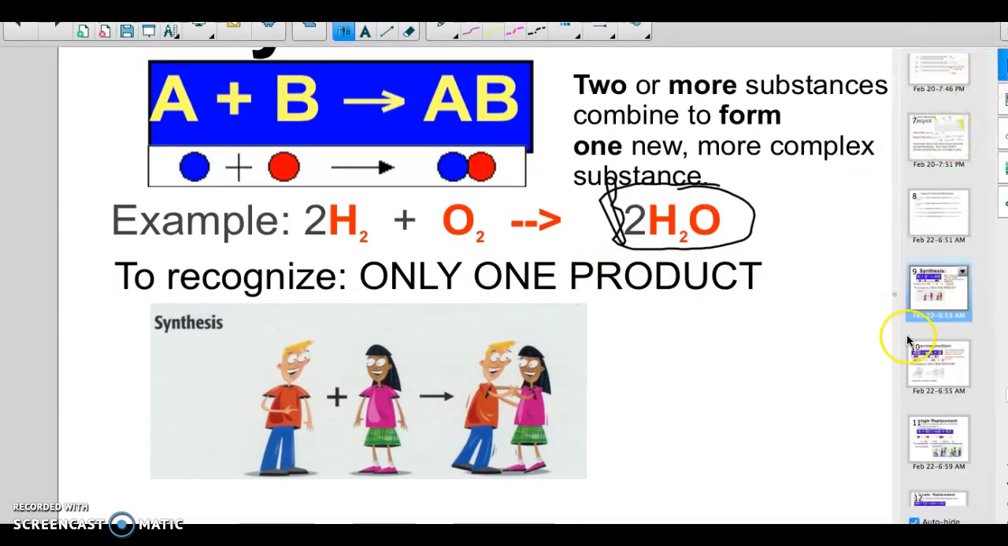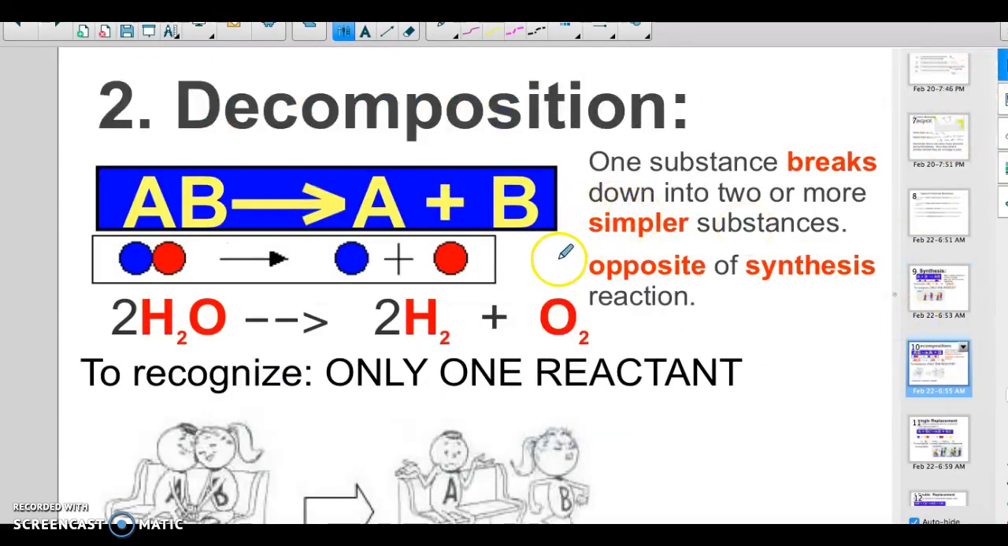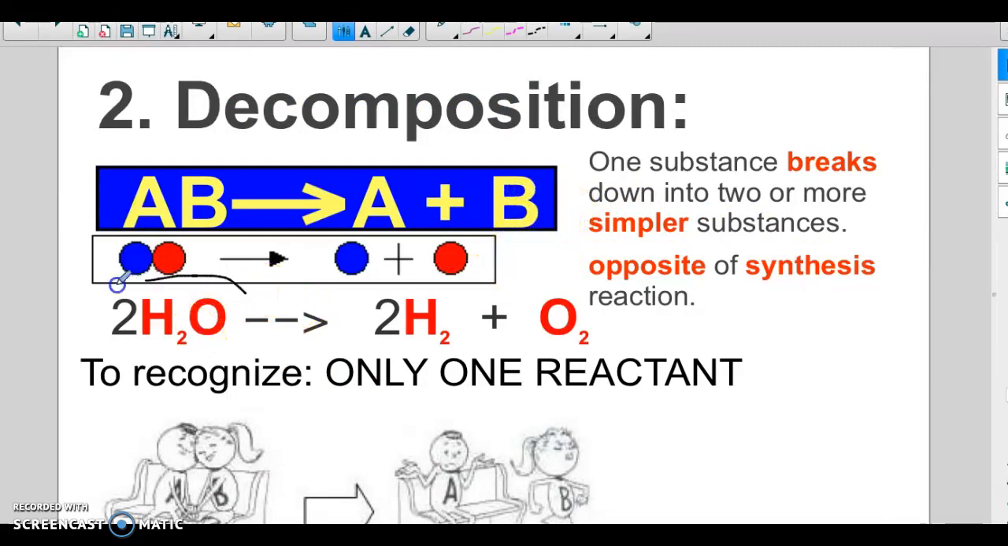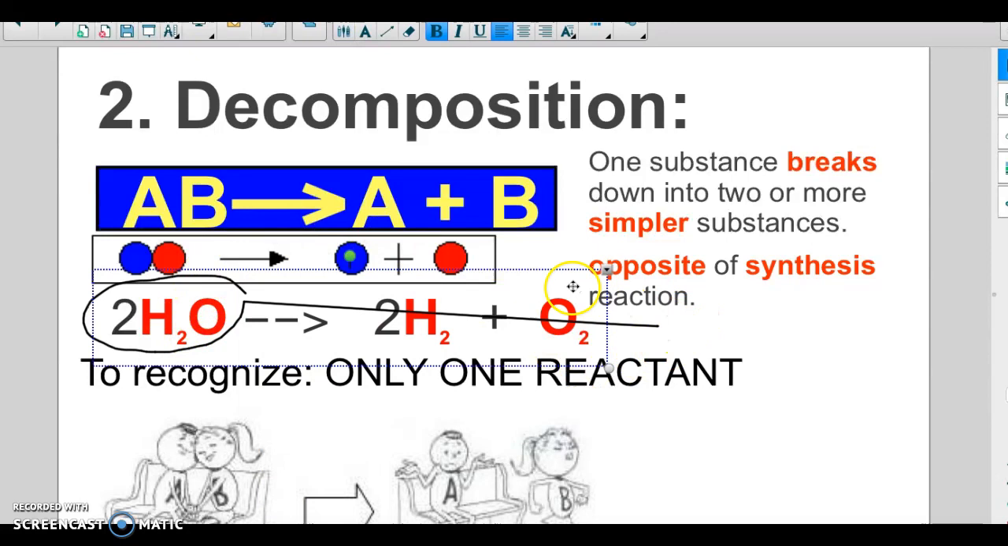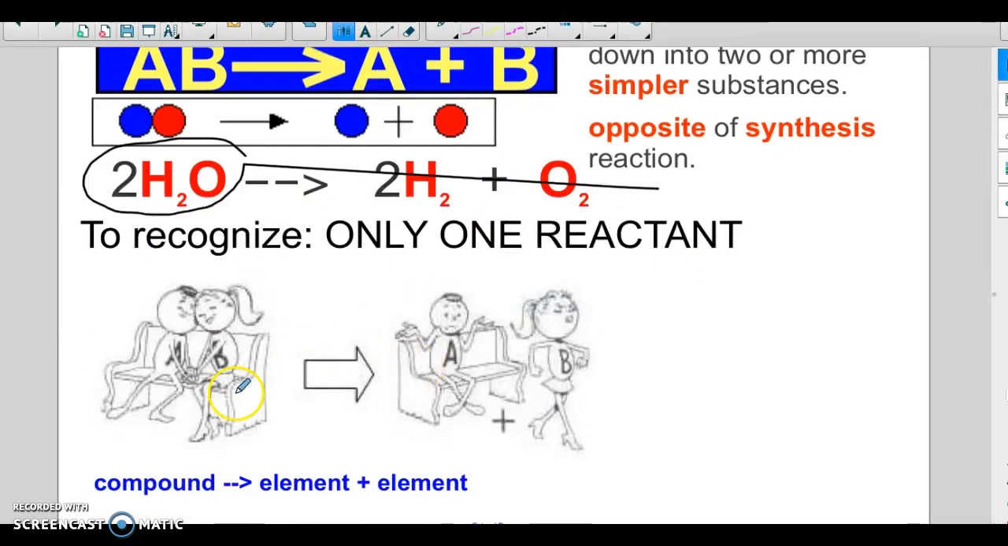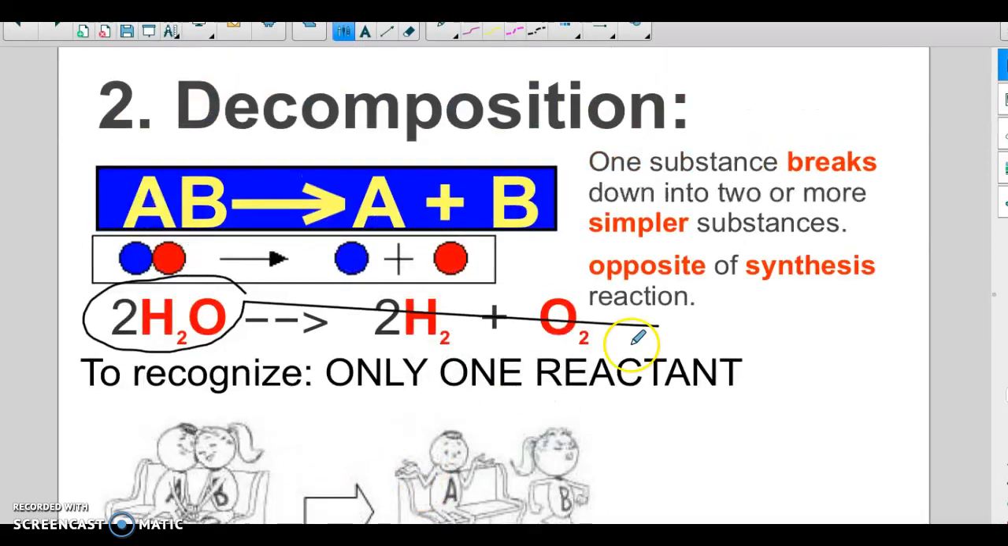Then we have the opposite of synthesis, which is decomposition. The giveaway is that you'll always only have one thing on the reactant side, and then you'll have more than one thing on the product side. My computer thing is kind of possessed. Again, you can see my silly cartoon would be like the bad breakup. So this can be a compound breaking into just elements, or it's always a compound breaking into maybe an element and another compound.